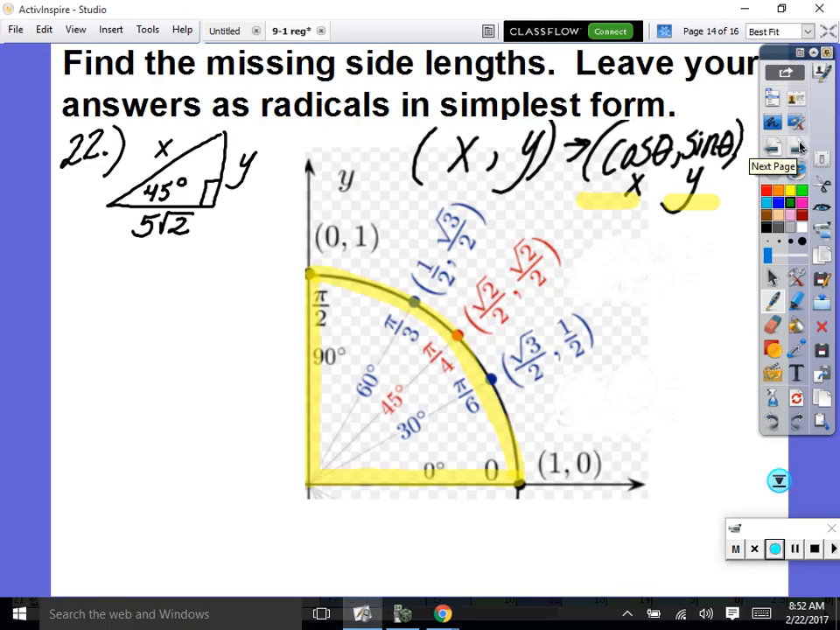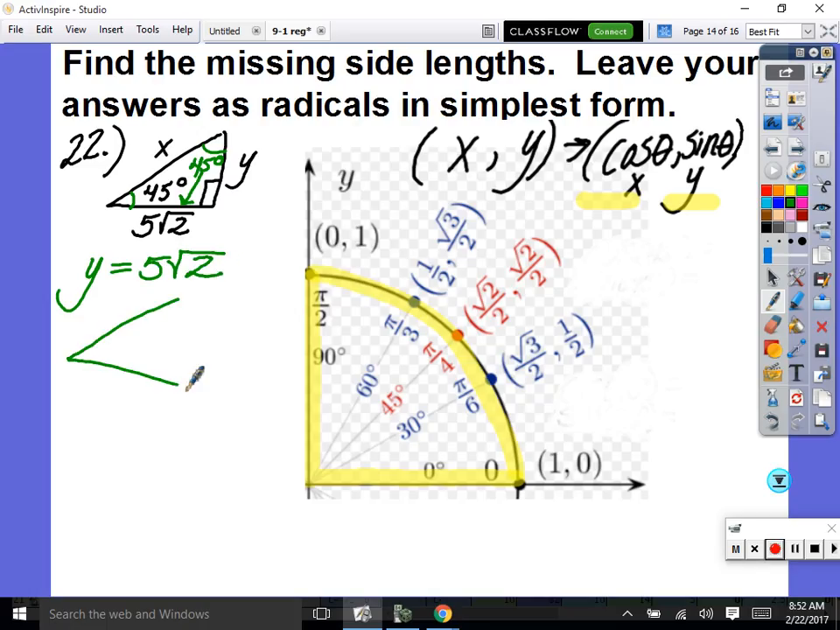Okay, that brings me to 22. What I want you to notice about 22 is, aren't we dealing with a special right triangle? Yes. This is the first time on this worksheet that we've been dealing with a special right triangle, because look, this is 45 degrees. We can think about this one really quite easily. If this is 45 degrees right here, what's this? 45 degrees. So if this is 45 degrees and this side is 5 root 2, what do we know about y? Y must also be 5 root 2. So we write y is equal to 5 root 2.